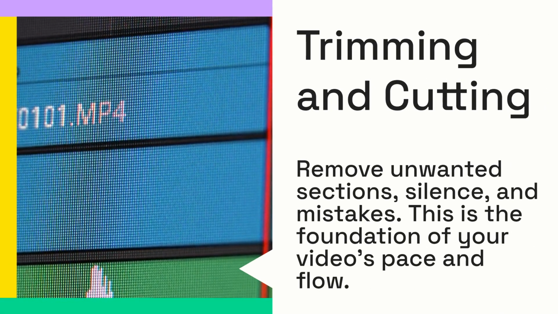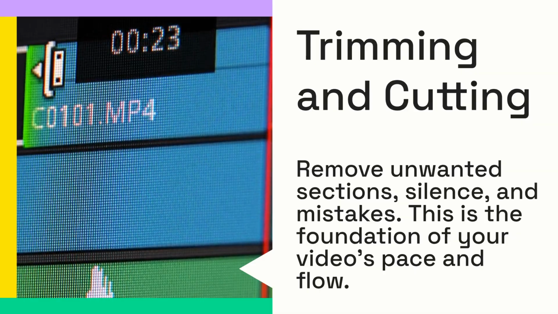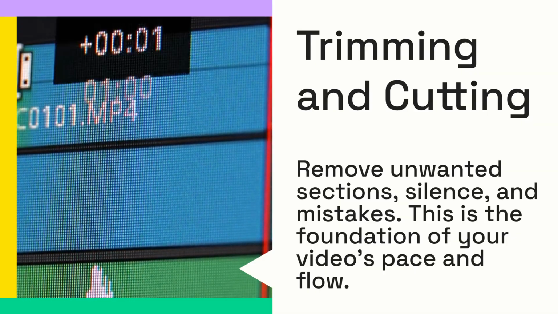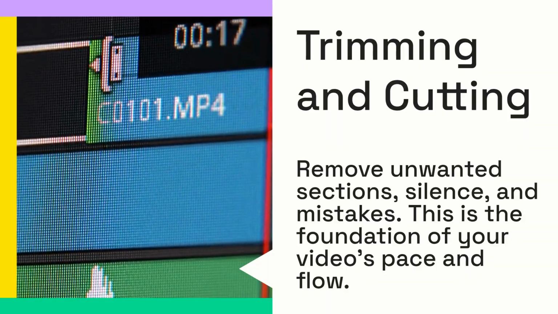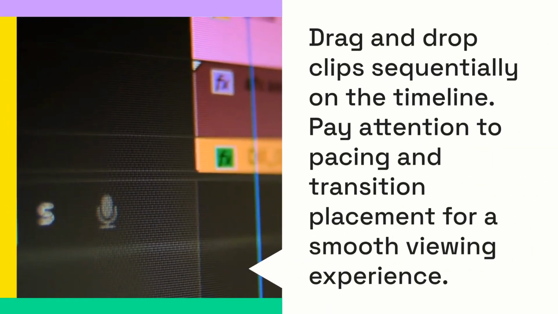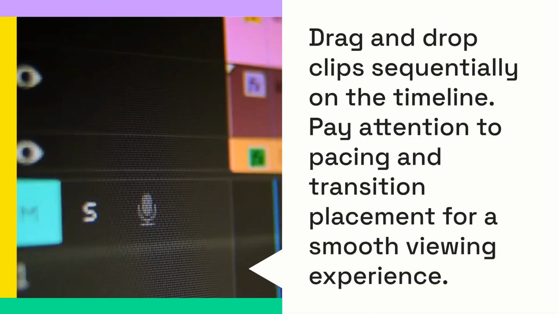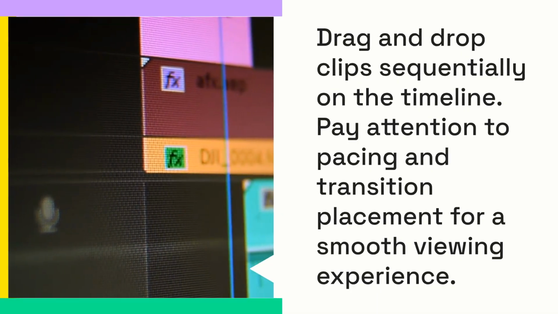The most basic and most important part of editing is trimming and cutting. Use the razor tool to split clips and remove all the unnecessary pauses or errors in your footage. Once trimmed, arrange your clips on the timeline in the desired order. The sequence of your clips dictates the narrative flow of your video.